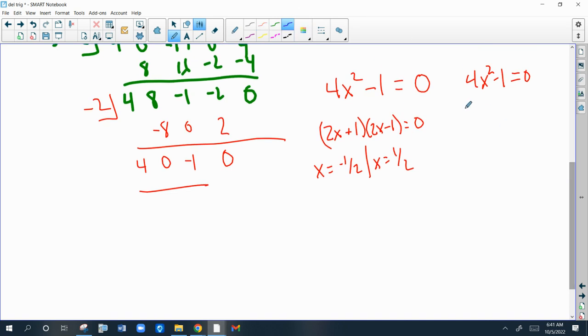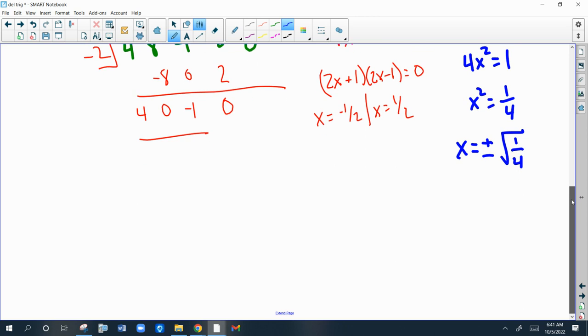You would just do inverses. It was -1, so I'm going to add 1. Next thing is to divide by 4. I'm going to divide by 4. Now here's where you have to be careful, and this is why I like factoring. You're going to square root both sides. When you square root both sides, you need to remember your plus or minus. Also, if the square root is simplifiable, simplify it.